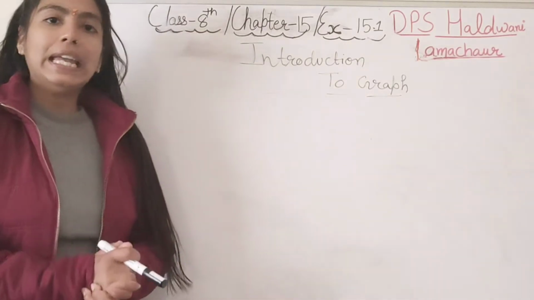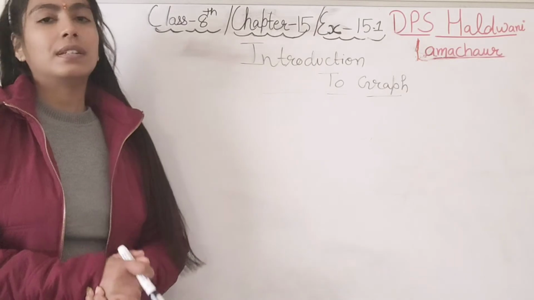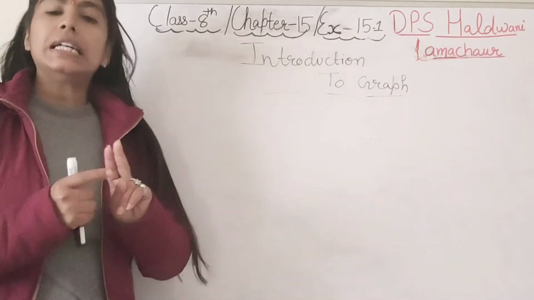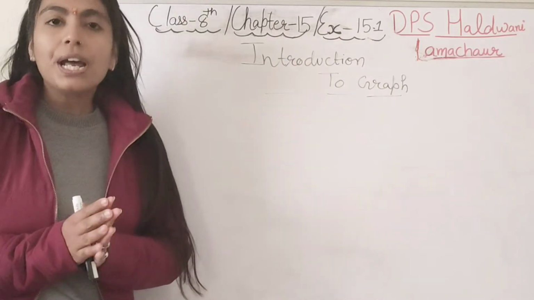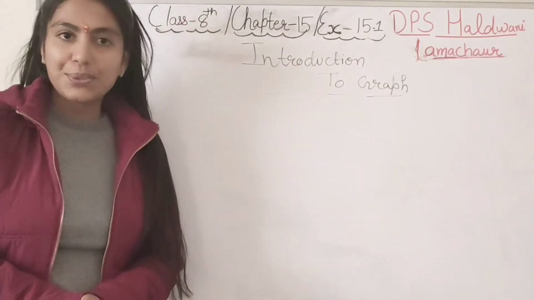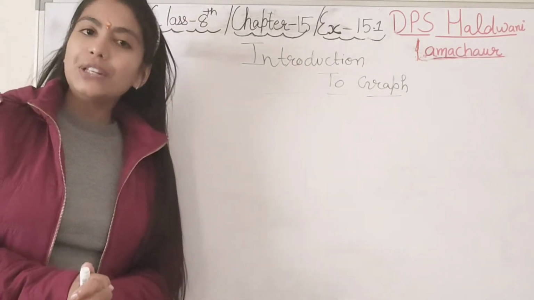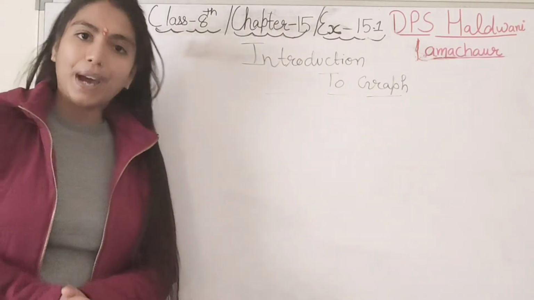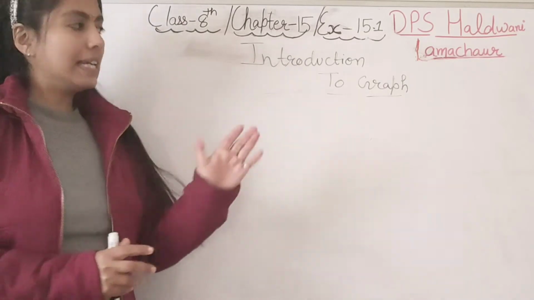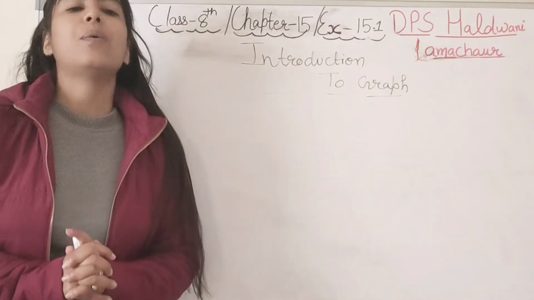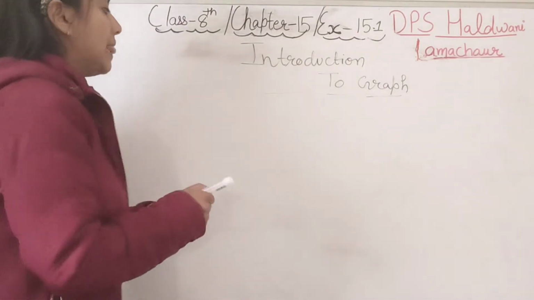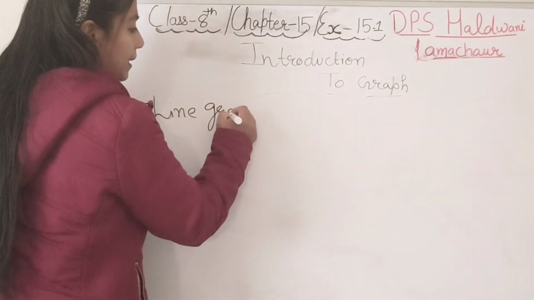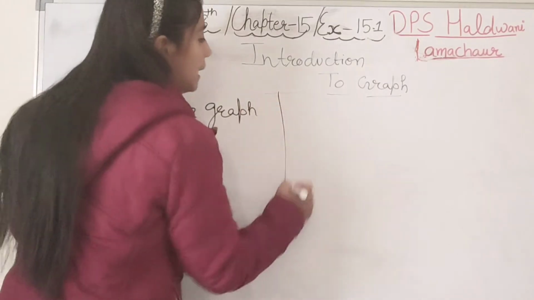Right student? In previous graph topics, we have done bar graph, double bar graph, histogram and pie chart. Yes student, and I hope you all understood how to draw a pie chart, a histogram and a bar graph. So students, here in this chapter we have one new topic, that is line graph or linear graph.